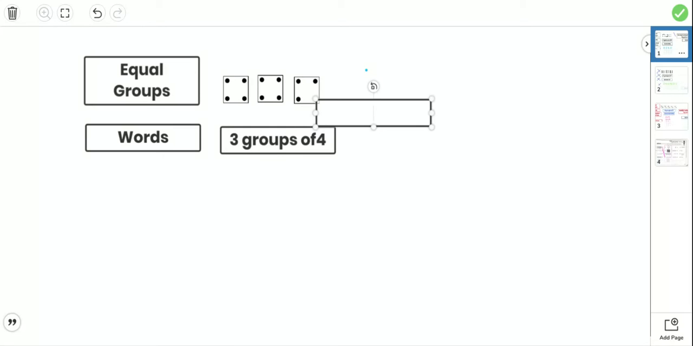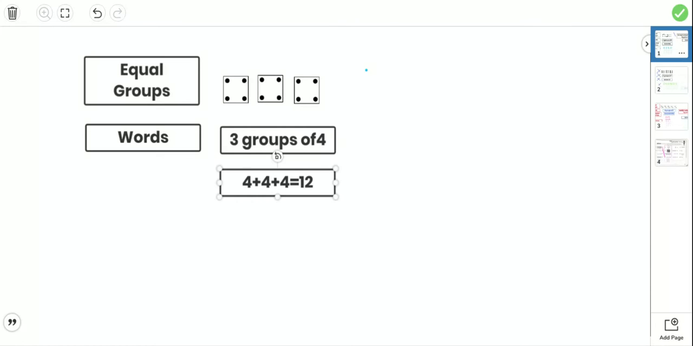If we did repeated addition, we know we're just writing the number that is repeating over and over, and I can see that the number repeating is 4. So 4 plus 4 plus 4, and I know that equals 12. So another way is repeated addition.